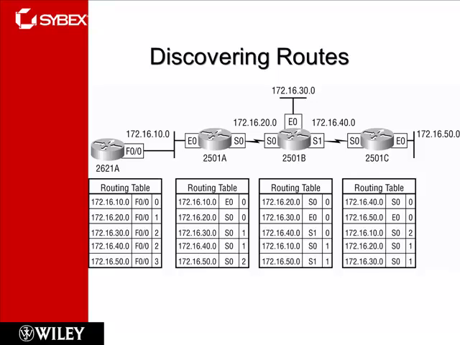So 2621A got the 50 network from Ethernet 0, 2501B. It won't send that update back, so that these things can go down. The other thing that keeps loops, and when this goes down, we do a poison reverse.